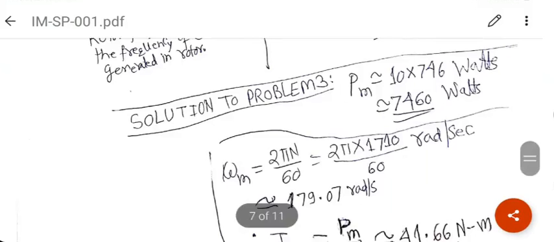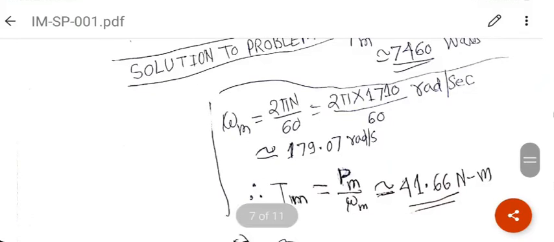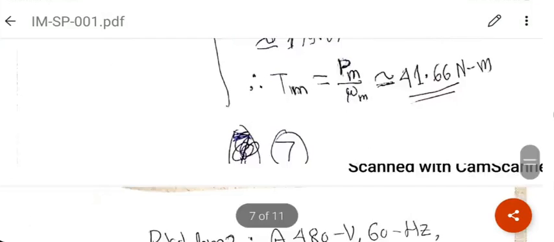And output power is 10 multiplied by 746 watts. Once you know PM and omega M, the torque is easy to calculate: PM divided by omega M. Answer is around 41.66 Newton meters. Don't need equivalent circuit for these kind of top level calculations.